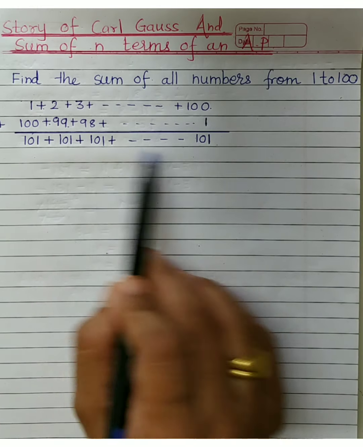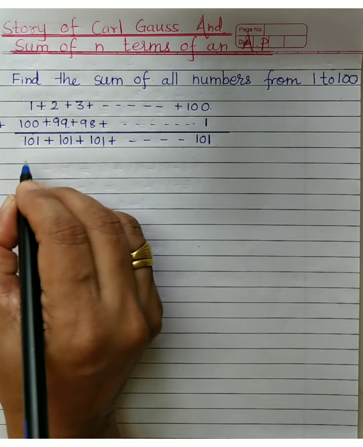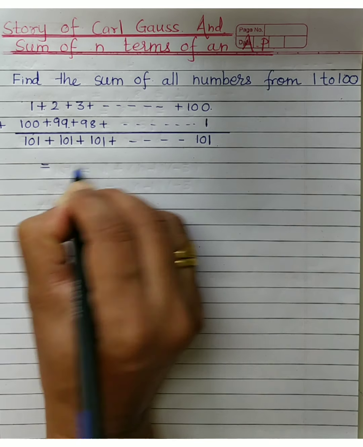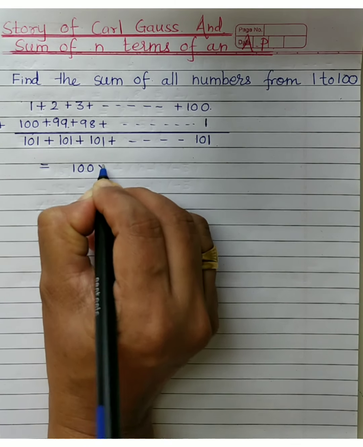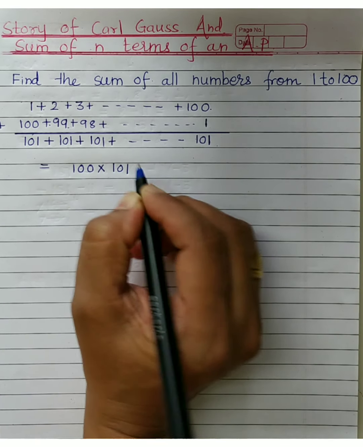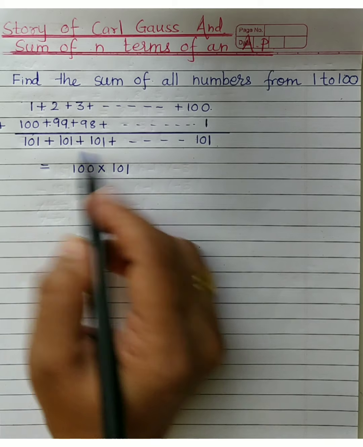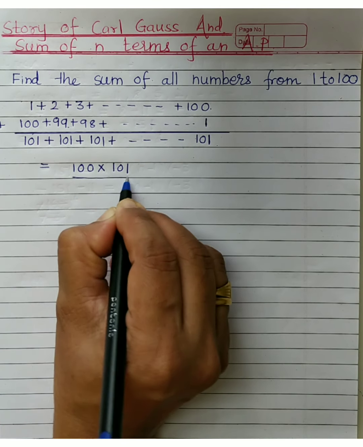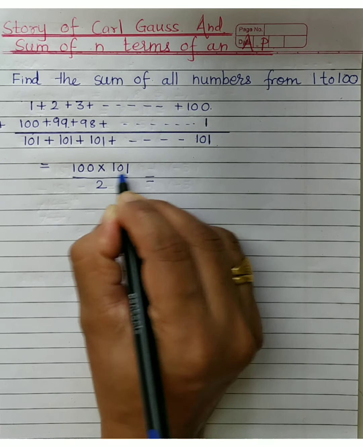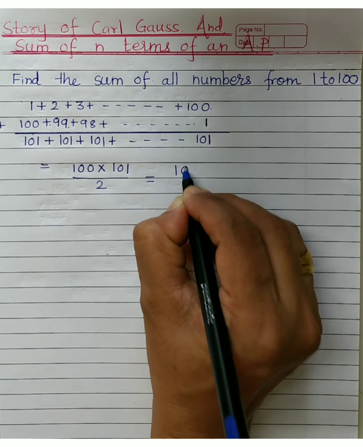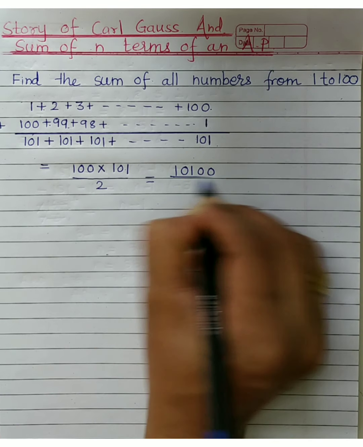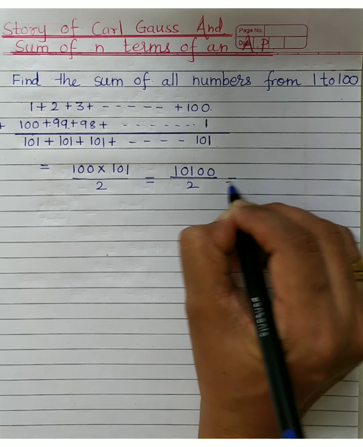So instead of adding it 100 times, he multiplied it by 100 times. So what his sum became? 100 multiplied by 101. And also he understood that how many times he has done it? 2 times, no? So divided by 2. You got it. Now 101 multiplied by 100, very simple multiplication it is. Divided by 2. What is the answer here?